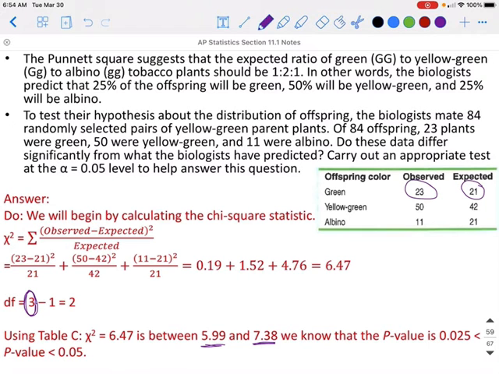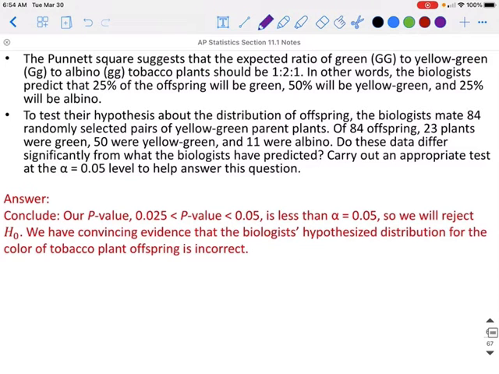Next, we need to write our conclusion. Our p-value between 0.025 and 0.05 is less than our alpha of 0.05. So we will reject the null hypothesis. We have convincing evidence that the biologist's hypothesized distribution for the color of tobacco plants' offspring is incorrect.